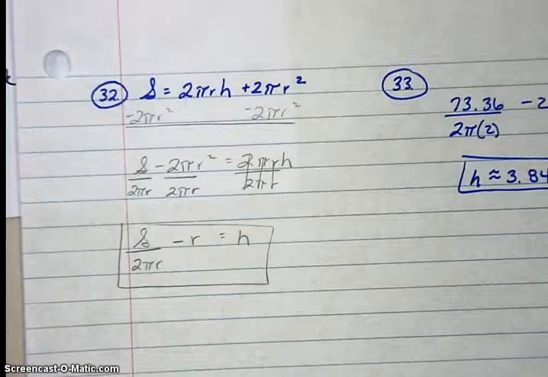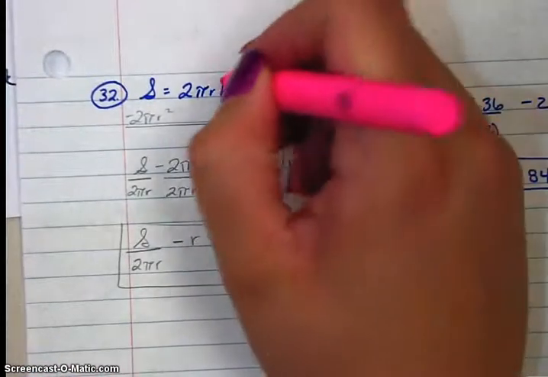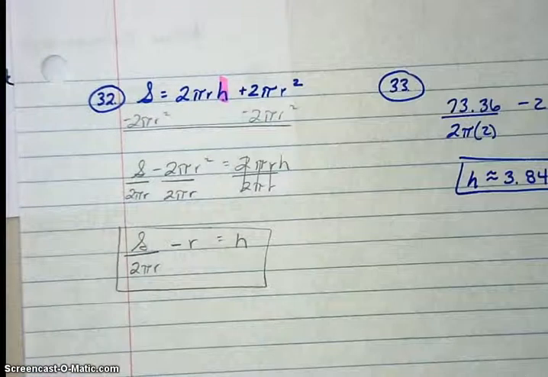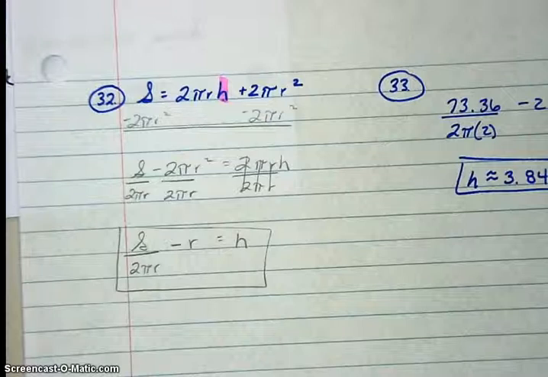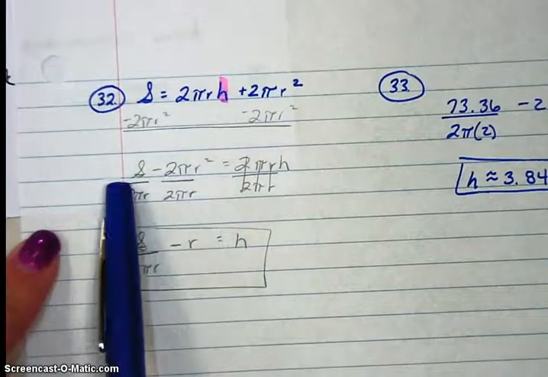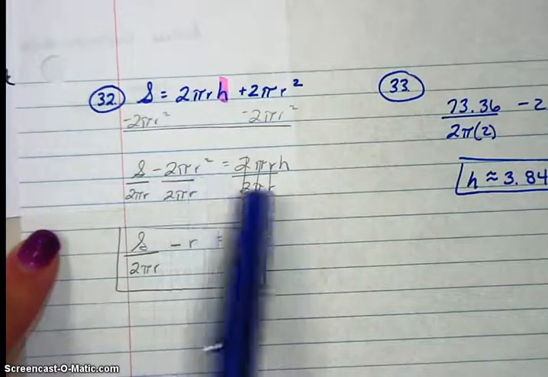All right, last two. 32. They want us to solve that formula for h. So h is right here. So the first thing I did was subtract 2 pi r squared. Then, giving me s minus 2 pi r squared, I divided by 2 pi r.